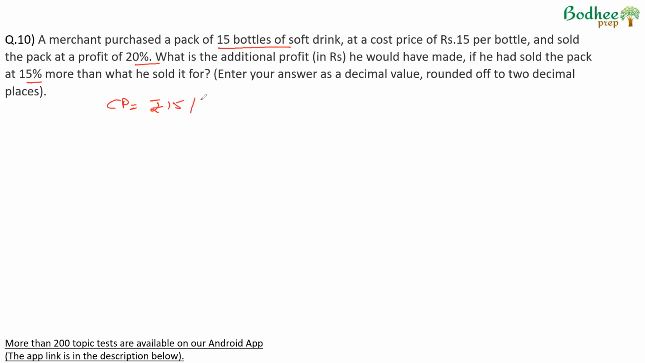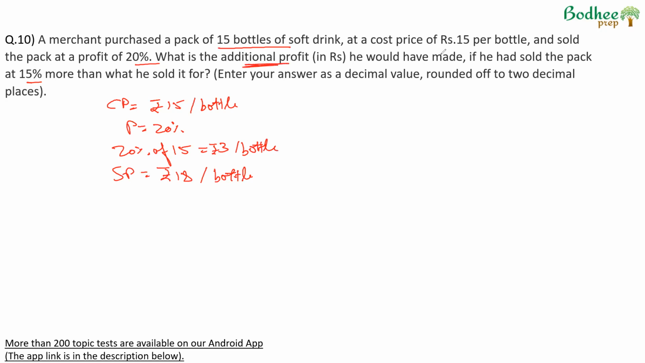Cost price was rupees 15 per bottle. 15 bottles of soft drink. Profit was 20%. So per bottle it was 20% of 15, which is 300 by 3, or rupees 3 per bottle. And therefore selling price per bottle was rupees 15 plus 3, rupees 18 per bottle. We have to find out the additional profit if he sold the pack 15% more than what he sold it for. So if he sells it for 15% more, the additional profit will be 15% of rupees 18 per bottle.